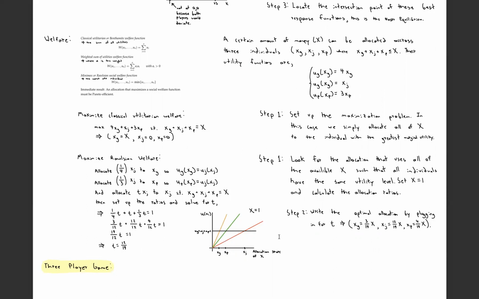In this case, we're simply allocating all of x to the individual with the greatest marginal utility. And then if we're working on the other form of welfare, we're going to be looking for the allocation that uses all of the available x such that all individuals have the same utility level. We see that set up right here with this line. That's basically going to be setting x equal to 1 and calculating the allocation ratios. Step 2 for this one is going to be writing down the optimal allocation by plugging in for t. And this is ultimately the answer that we end up getting just through walking through the algebra there.